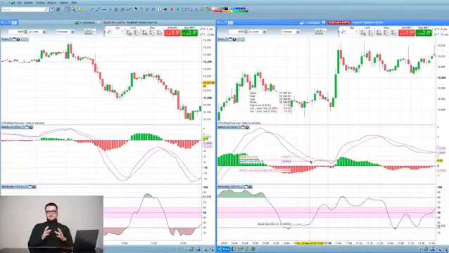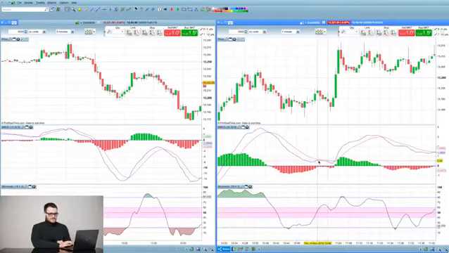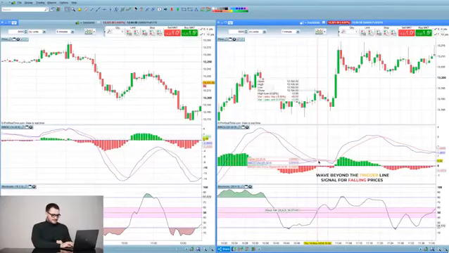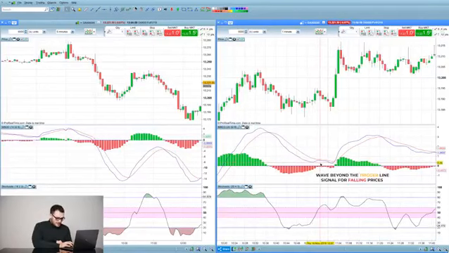Now, we need to talk about something important right now. So here is a great example of a signal that did not work. As you can see, here is our wave beyond the trigger for falling prices. So our entry would be the beginning of this candle.